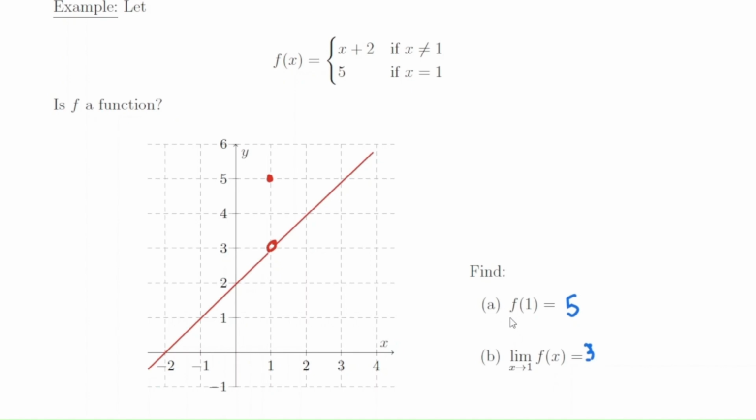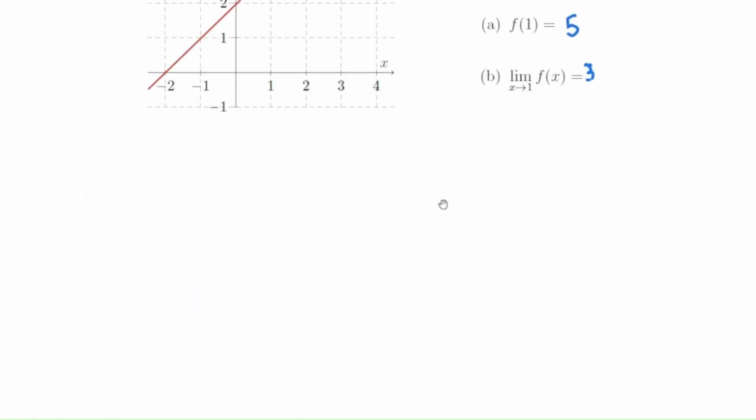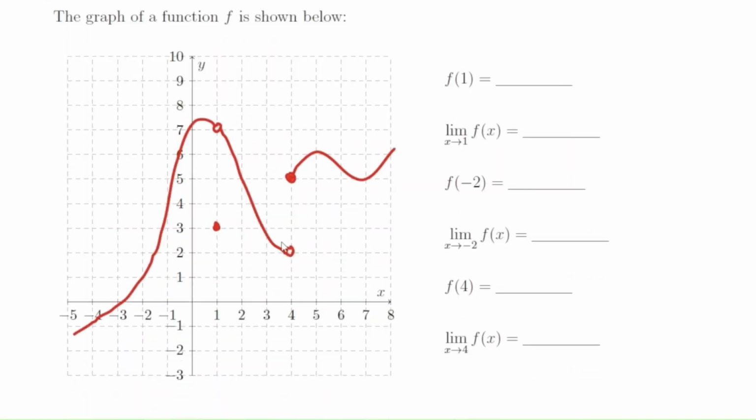Well, notice the limit as x approaches 1 of f of x was not the same thing as f of 1. Okay, f of 1 was 5. The limit, though, was 3. Okay, so these two things are not the same. They're not asking the same thing. This is asking how is f defined at 1. This is asking how is f defined near 1, but not equal to 1. Okay, let's look at another example.